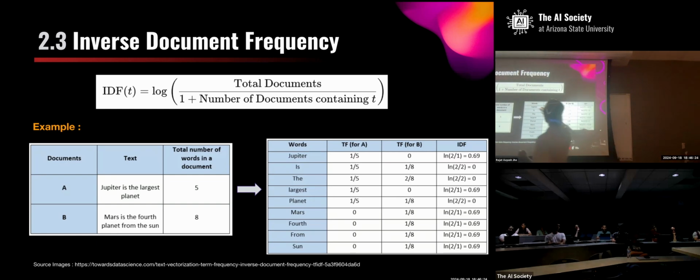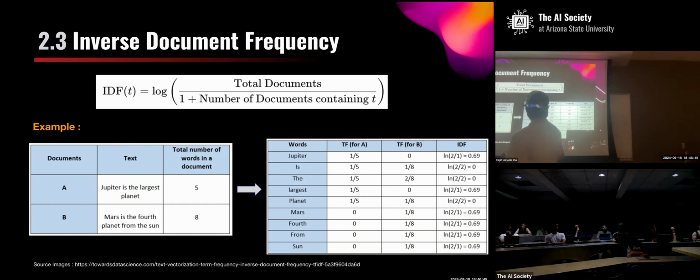One more thing, we are adding 1 because some words in the test set can be out of vocabulary, which we have not seen before in the training data set. Then the denominator will become 0. We don't want that. That's why in those cases we add 1 to the denominator.